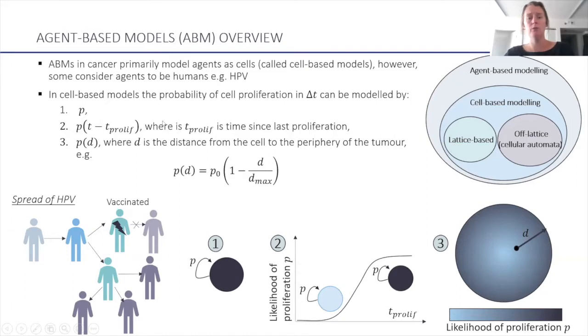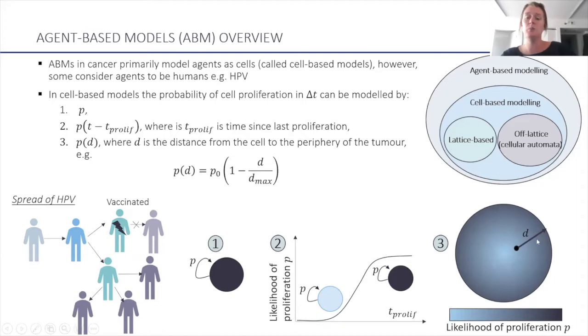So an example of how these models are built can be thought about in terms of proliferation. So in cell-based models, the probability of a cell proliferating in a time step, delta t, can be modeled in a few ways. And I've just put down 3 very basic examples, but there's many others out there. So it could be as simple as considering that there's a fixed probability that a cell will proliferate in any time step. Or it might be that the probability or the likelihood of proliferation is a function of the time since last proliferation. So if T-prolif was the last time that cell proliferated, as that time since the last proliferation increases, the likelihood that cell will proliferate again might also increase.